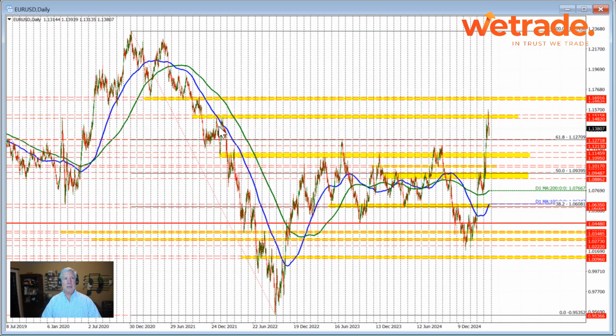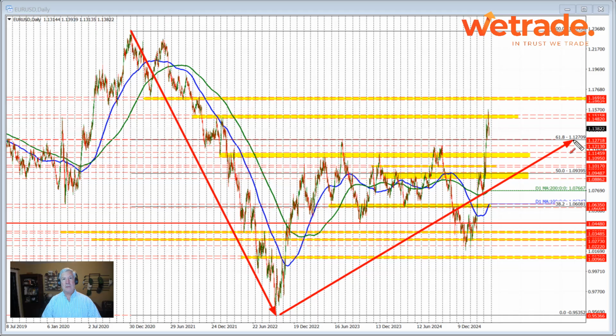That level comes from the daily chart. If you go back in time and take a look at the high price going back to this point right here, which is July of 2023, that level came in at 1.1275. The 61.8% retracement of the move down from the high price in 2020 to the low price in 2022 comes in at 1.1277. So 71 to 75 is the key target on the downside to stay above.